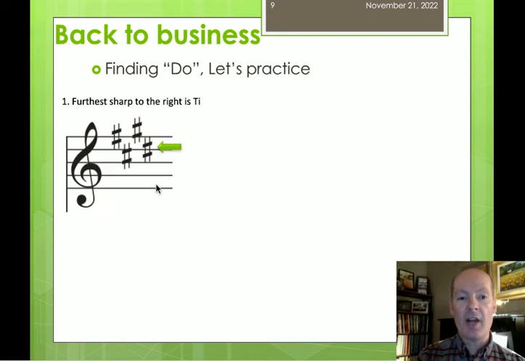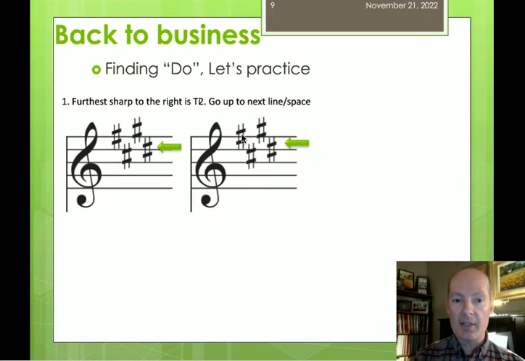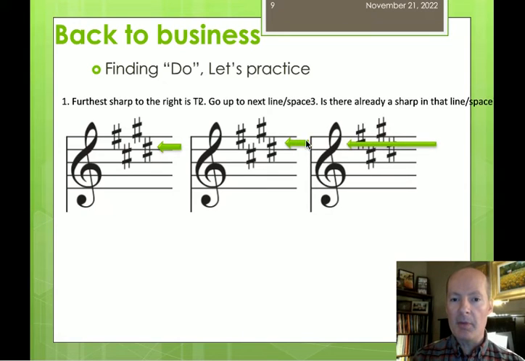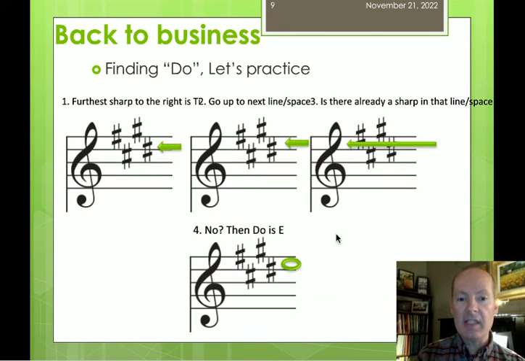Here in this key signature, I have 4 sharps: F sharp, C sharp, G sharp above the staff, and D sharp. So since the last sharp to the right is T, that means D sharp of every good boy does, D sharp is T. Go up to the next line or space, which is E. Now I'm just going to make sure that there is no sharp sign in the E space making E sharp do. No, there's not, which means that E is my do. T, do. D sharp, E, line, space. And you can follow this format for any key signature.